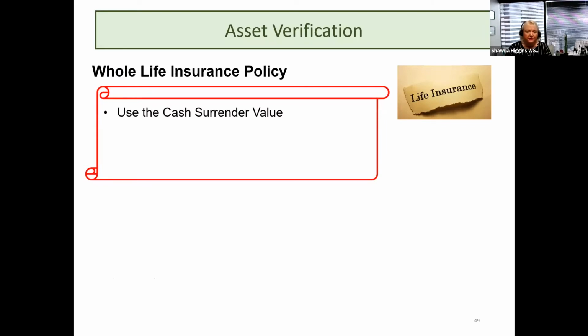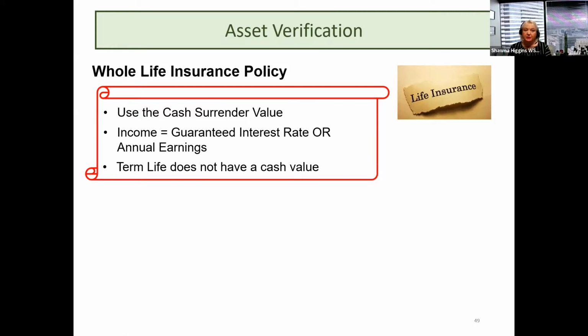For the whole life, you're going to use the cash surrender value. So when you get a copy of the whole life insurance policy, it will show a cash surrender value, and that's the amount that you're going to use. And the income is going to be the guaranteed interest rate or the annual earnings. And then term life insurance does not have a cash value, so you're not going to have to worry about that at all.